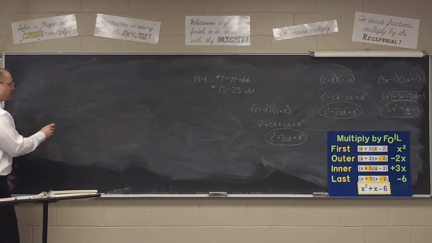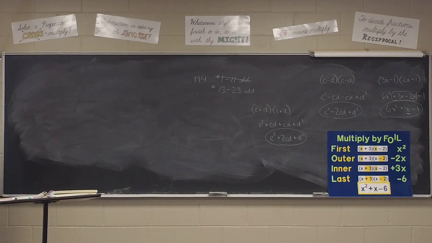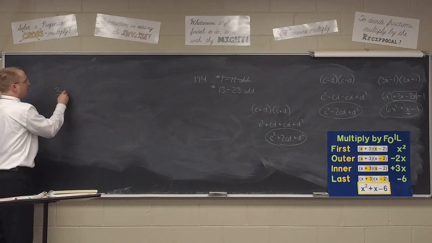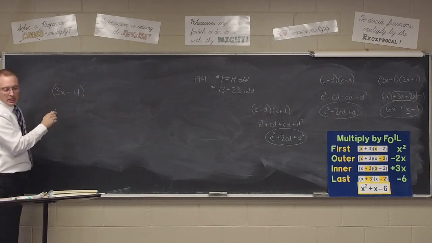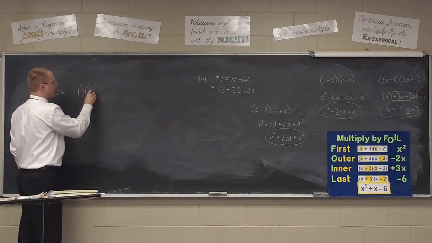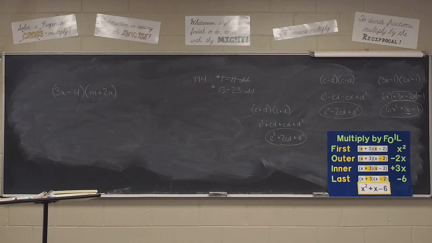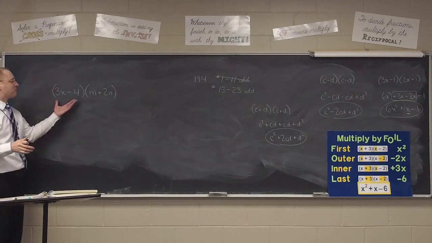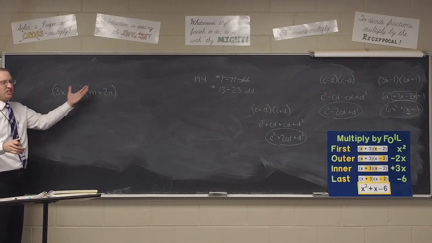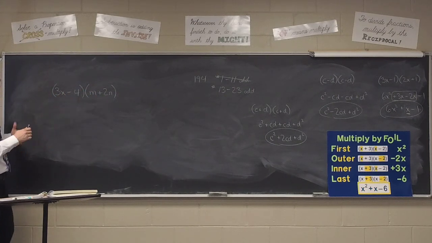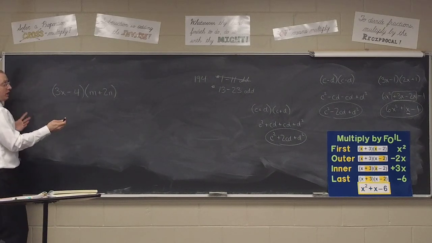Write this down on a piece of paper if you would, or maybe at the bottom of the page, there's a little bit of empty space there. Write down this: 3x minus 4 times m plus 2n. We're going to double distribute on this just like we would anything else, but because these binomials look so different from each other, you're not going to get that outer inner combining.